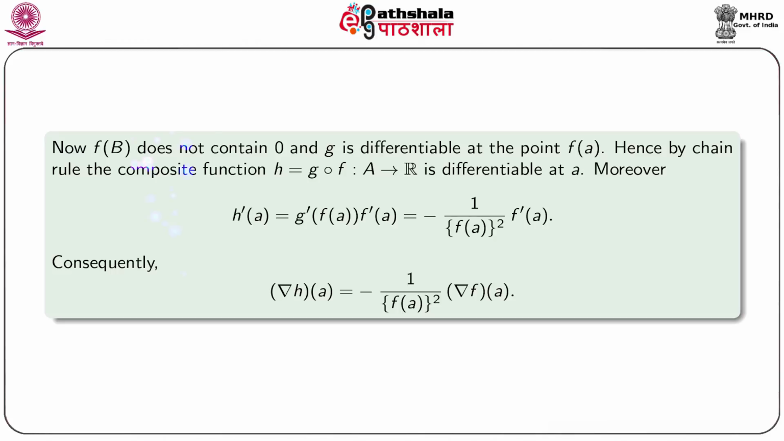Now, g is differentiable at the point f(a). So, by chain rule, the composite function h equal to g composed with f, from A to R, is differentiable at a. Moreover, we have h'(a) equal to g'(f(a)) f'(a). We know the value of g'(f(a)). That is nothing but minus 1 upon f(a) square, and hence we have grad h at a equal to minus 1 upon f(a) square times grad f at a.